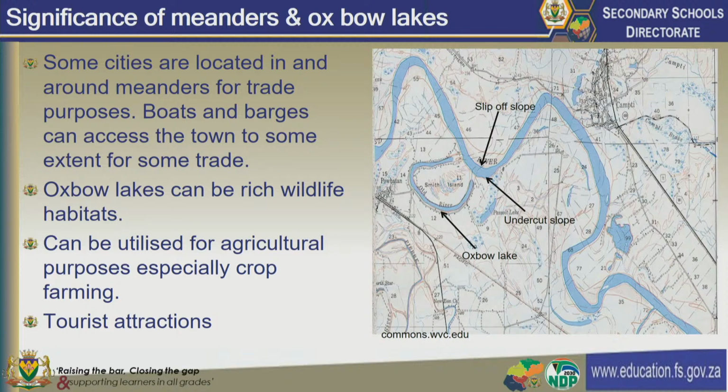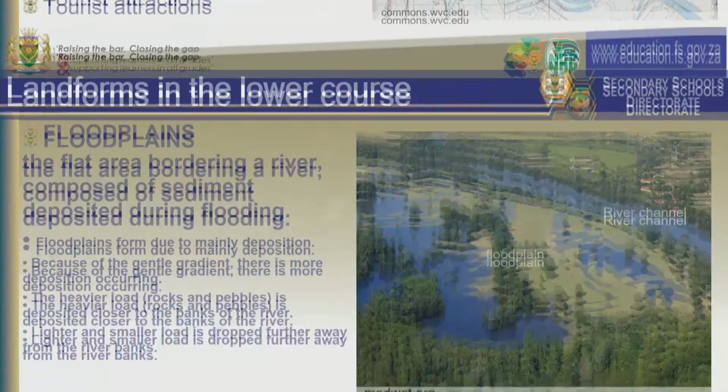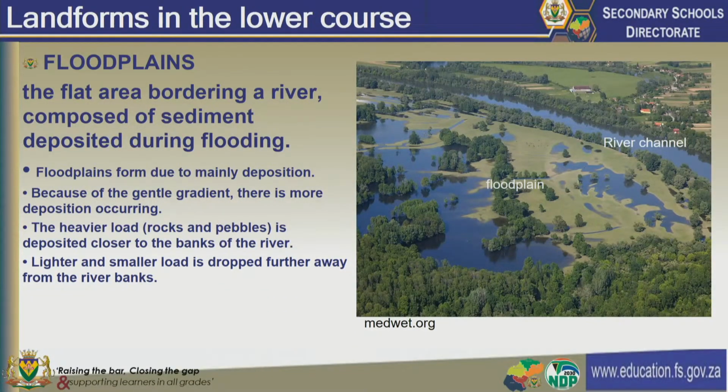Now let's move on to another topic: landforms that we find in the lower course of the river. Now, I want you to look at the picture that we have there on your right hand side. You are going to notice there's a river channel, but next to the river channel there's an area that has trees and vegetation, I think it's grass, that is filled with water. Although this area is not part of the river channel, it's an area that has a lot of water, we refer to that area as a floodplain.